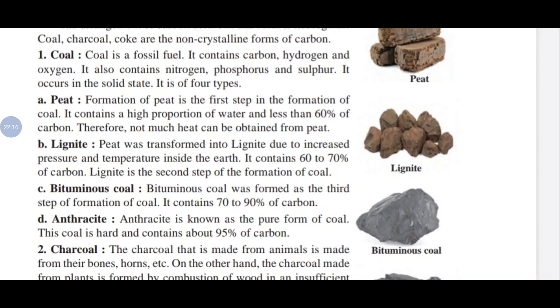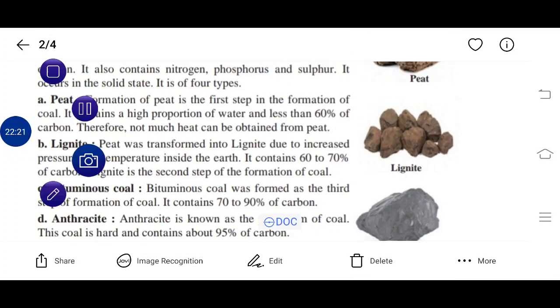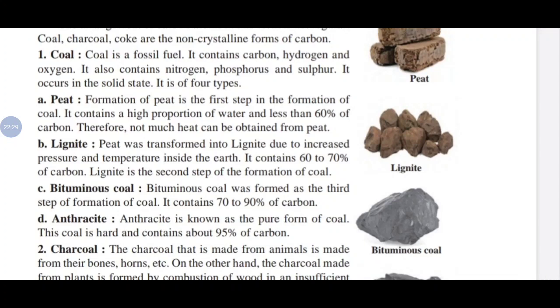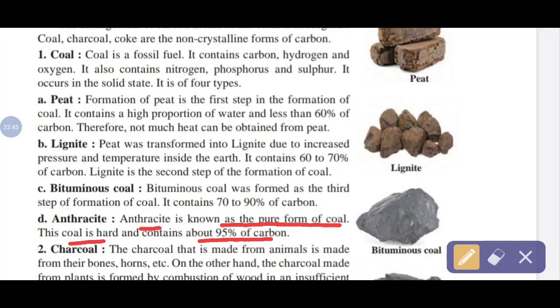And the last one is anthracite. Fourth one is anthracite. Anthracite is known as the pure form of coal. Remember, anthracite is known as the pure form of coal. This coal is hard and contains about 95% of carbon. So as the percentage of carbon increases, if we burn this type of coal, from peat to anthracite, we obtain more heat.